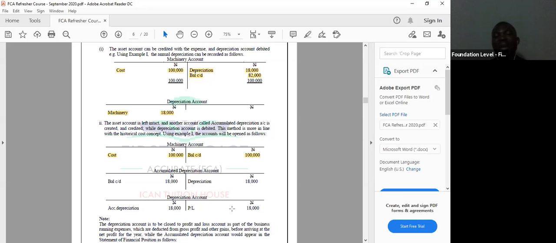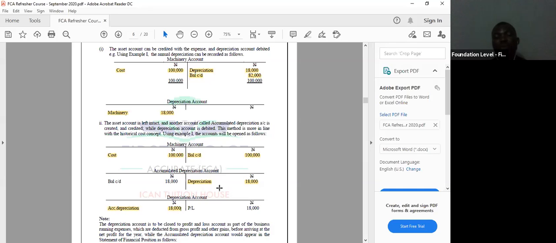Then the other account that now holds the depreciation is the accumulated depreciation. So in the accumulated depreciation, we now have the depreciation, which is 18,000. So we credit it. Instead of us crediting the asset account, we credit the accumulated depreciation account. Then we now debit the depreciation account.